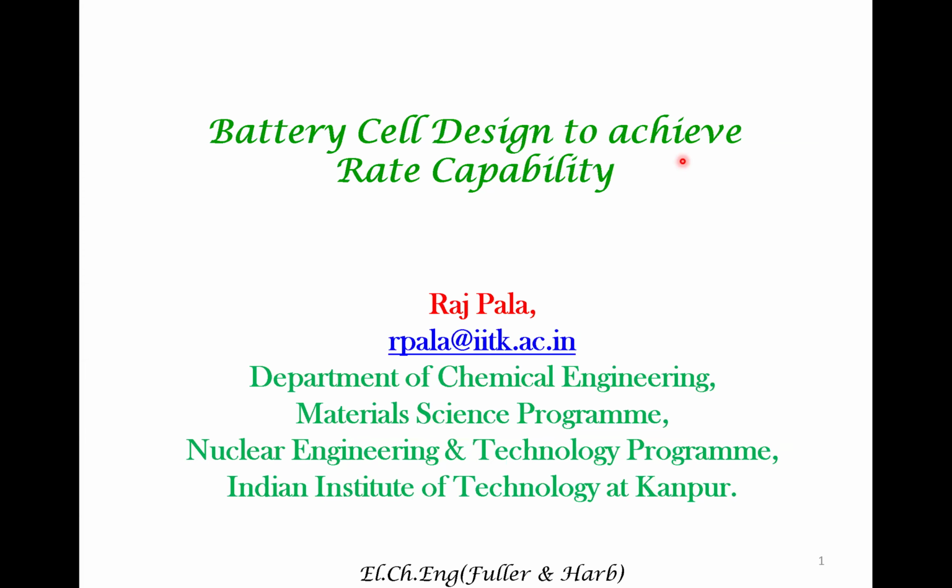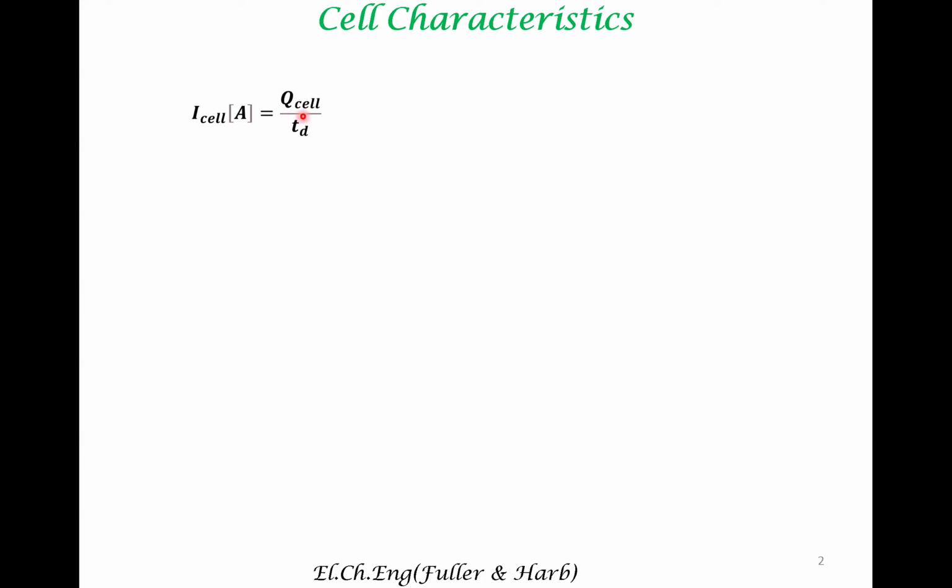Welcome back. In this lecture, we will discuss how to design a battery cell for a given rate capability. In general, if you know the charge stored in a battery and the discharge time of a battery, we can get to the current that can be obtained from a cell. If you also know the area of the separator, using this formula, you can also get to the current density that can be obtained from a battery cell.